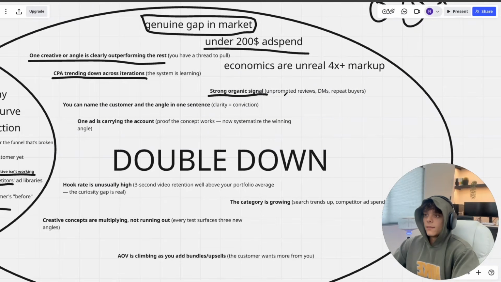It's a strong organic signal. There's unprompted reviews, DMs, and repeat buyers. You see a lot of good comments about this product, and people are like, "Where do I buy it?" Double down on it. You can name the customer and angle in one sentence. That means that you have clarity and conviction. You should probably double down on it.